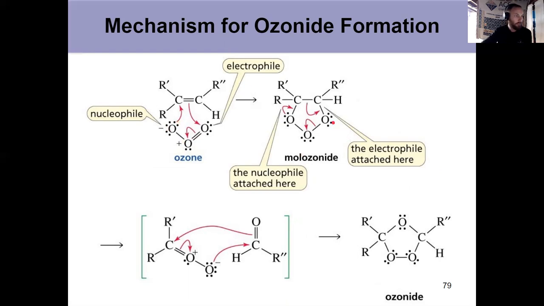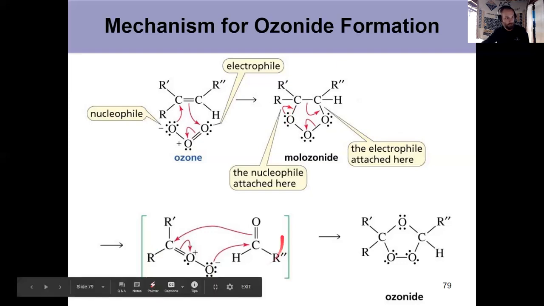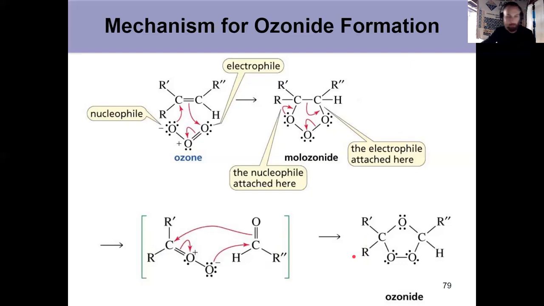Okay. Then it rearranges, and notice the bonds shifting around. This bond breaks, moves over to form a CO double bond. This bond breaks, moves over to oxygen. This bond shifts over to form another CO double bond for this intermediate right here, which again forms an ozonide right here. Can you isolate it? Yes. Would you want to? Not particularly, because it's explosive.